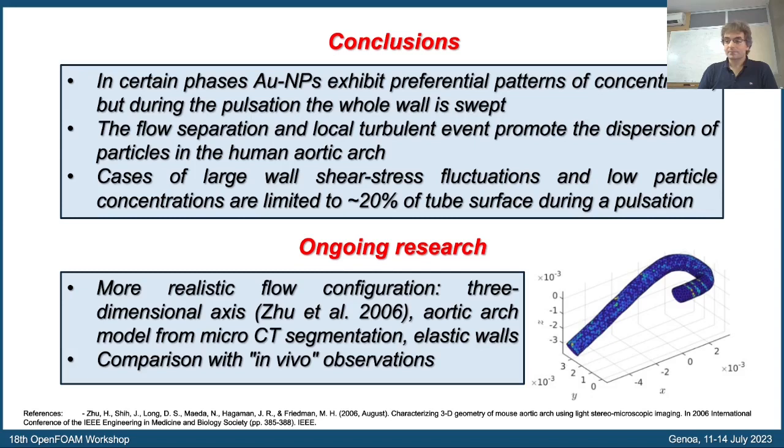In order to make the simulation more realistic, we will consider a more realistic geometry in the near future. For example, considering CT segmentation measurements, so a realistic wall, possibly an elastic wall, because in reality the surface is indeed elastic. And it will also be possible to compare the results with in vivo observation. In vivo, I mean results from mice, which is what the group is currently doing.